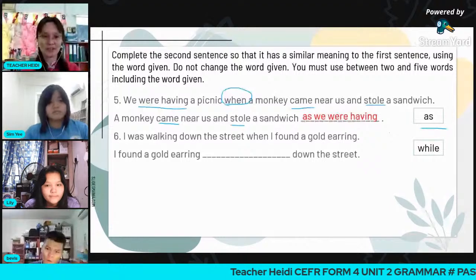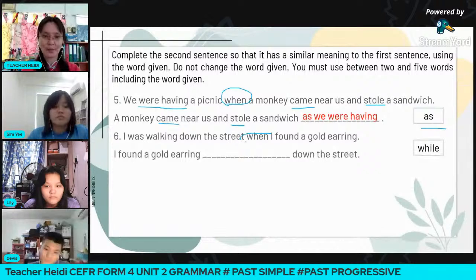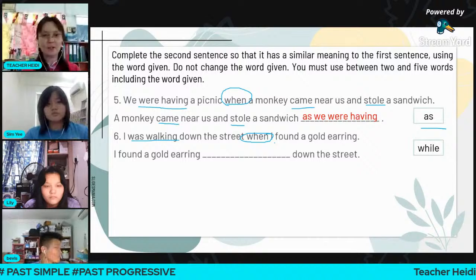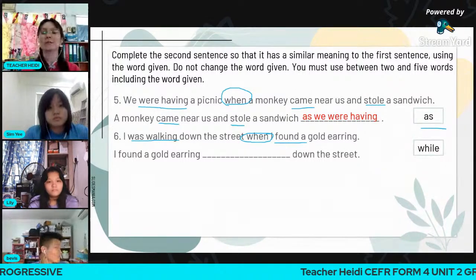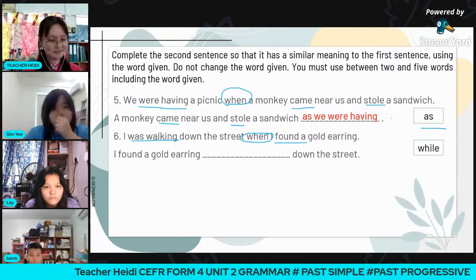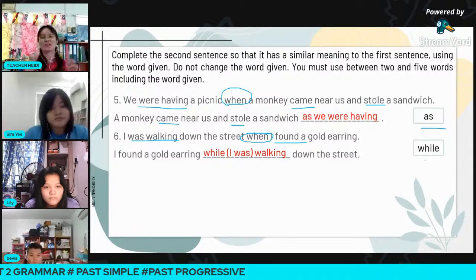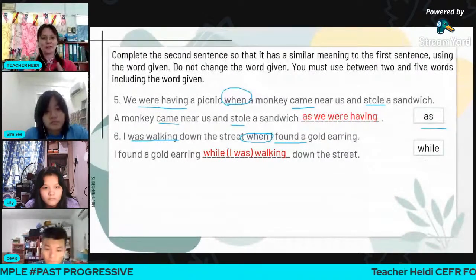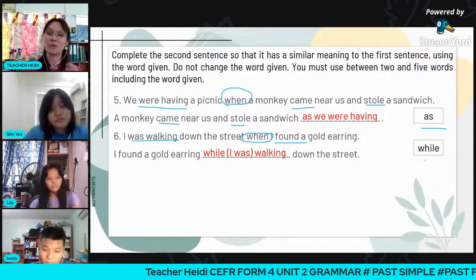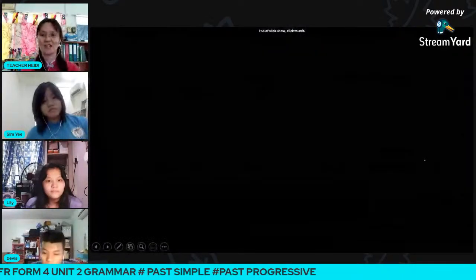I was walking down the street when I found a gold earring. Now you use the relative clause when. Okay, and then was walking. After that, found. Use the ing followed by the past. So, I found a gold earring while I was walking down the street. Make sure your ing must go with your is, are, verb to be, but this one we are focusing on the was. Actually, I think really is the end of the slide.